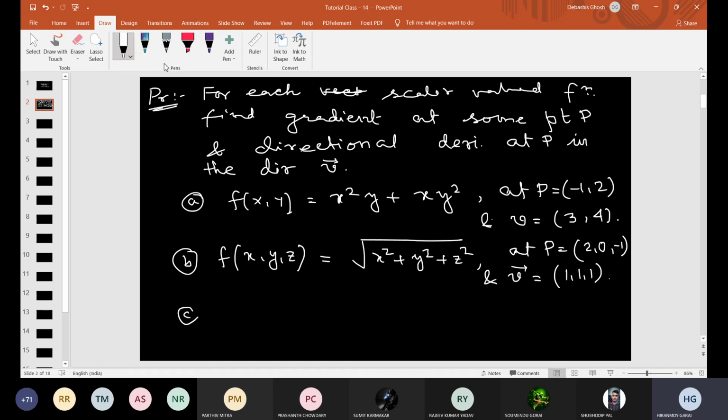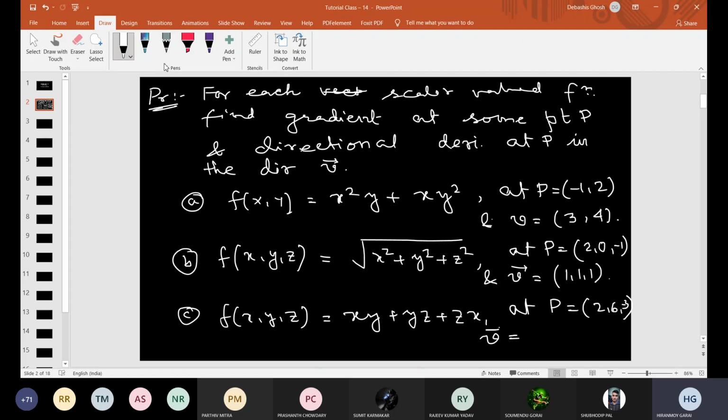C: f of xyz equals xy, yz, zx at P equals (2, 6, 3) and V equals (1, -1, 1). So we need to find out for each of the cases the directional derivative as well as the gradient.